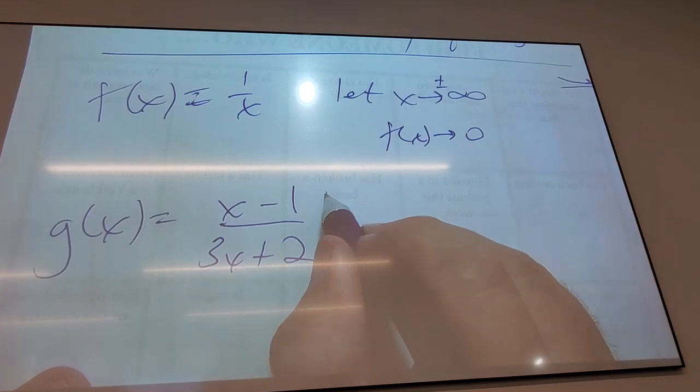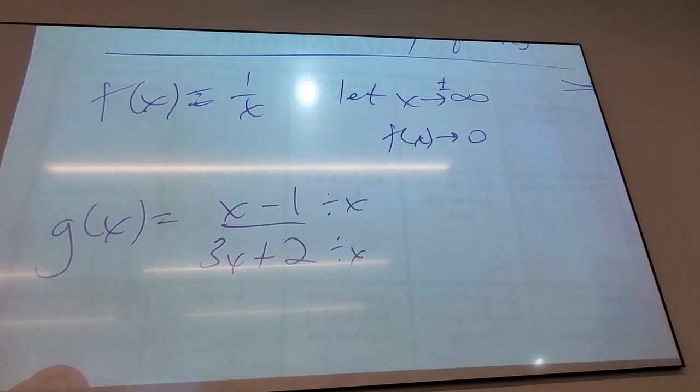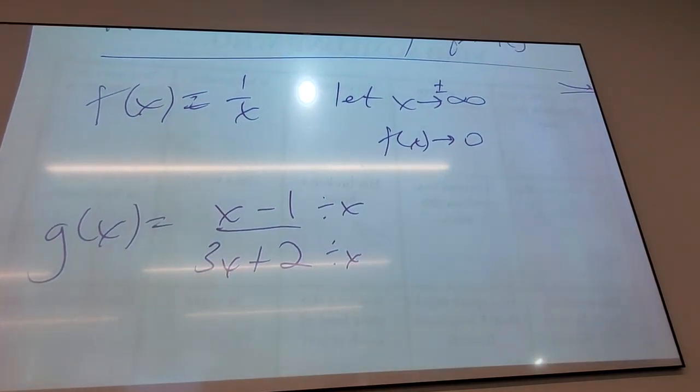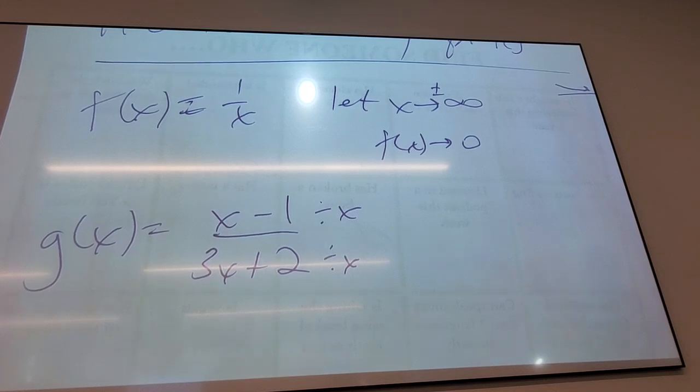So watch what I can do. If I divide the top and bottom by x, why am I allowed to do that? Because x is not 0. I'm getting very far away from 0. So I can divide by it.